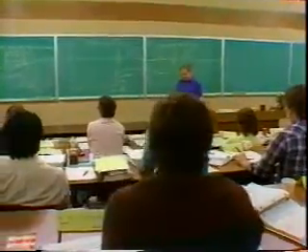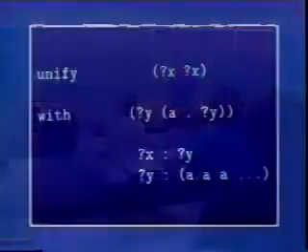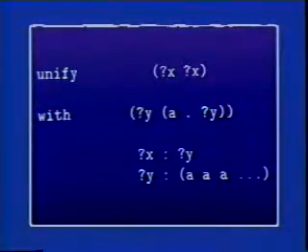Suppose I want to unify a list of two elements, x and x, with a thing that says it's y followed by a dot y. Now, if you think of what that would have to mean, it would have to mean that x had better be the same as y, but also x had better be the same as a list whose first element is a and whose rest is y. And if you think about what that would have to mean, it would have to mean that y is the infinite list of a's.